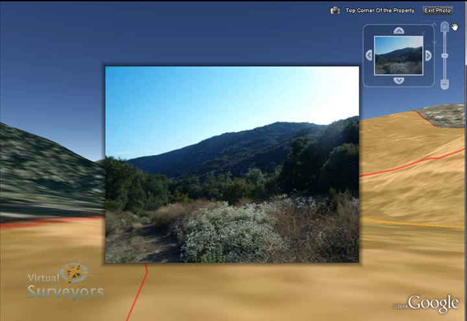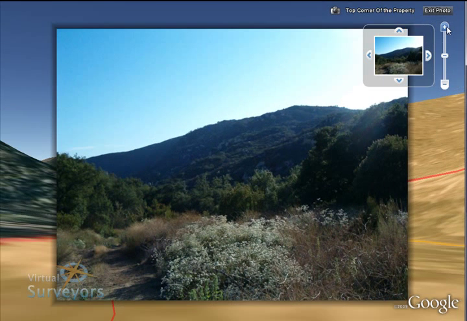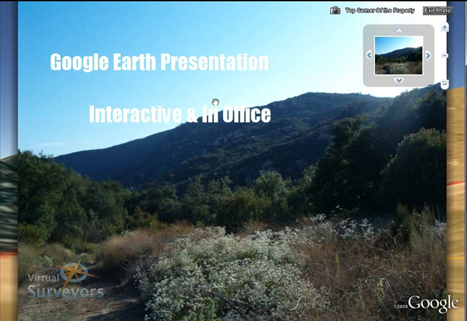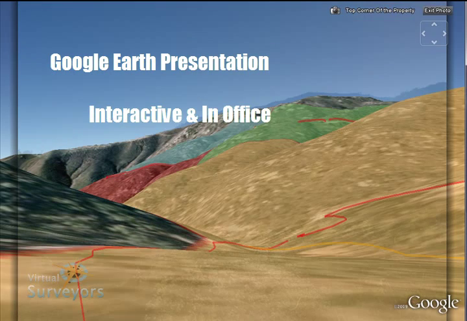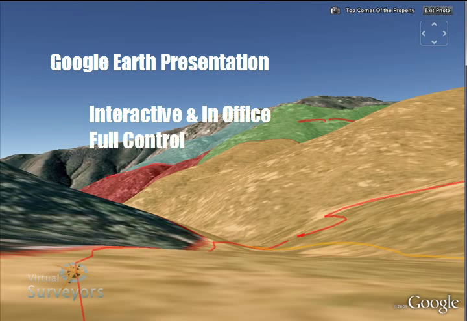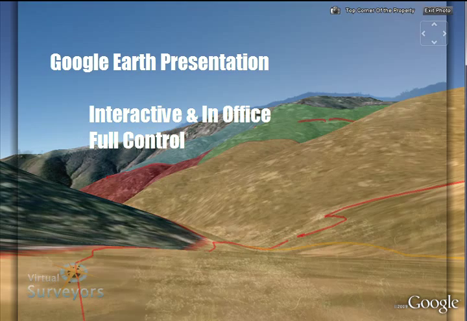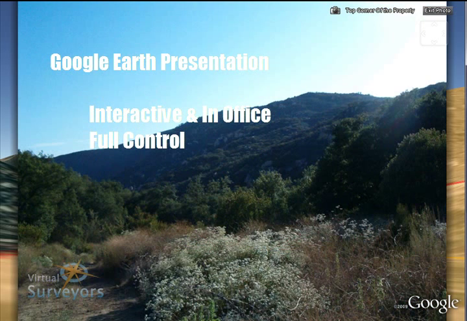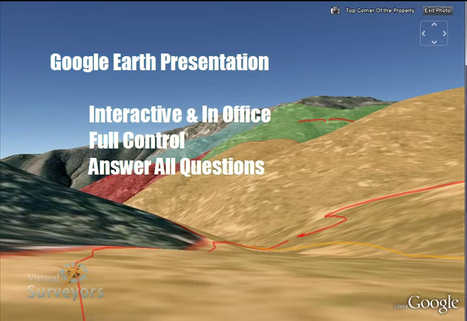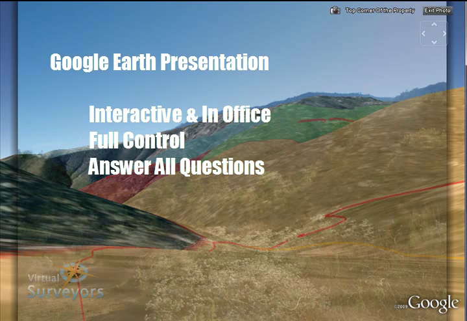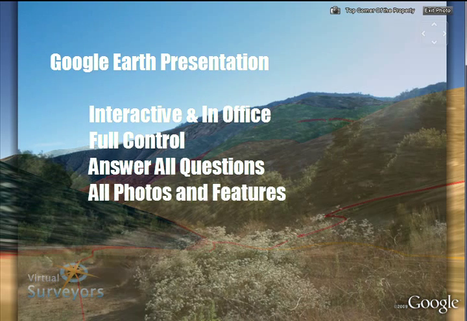There are three main pieces to each virtual surveyor's package. The first piece would be interactive and would be presented by the realtor in the office. The full Google Earth presentation, shown in this video, would feature full control over movement and tour points of interest. The ability to focus on certain areas, pictures, and vantage points would enable you to answer any questions your client might have and give an immediate visual representation of the answer. All photos and features would be available to view and present.